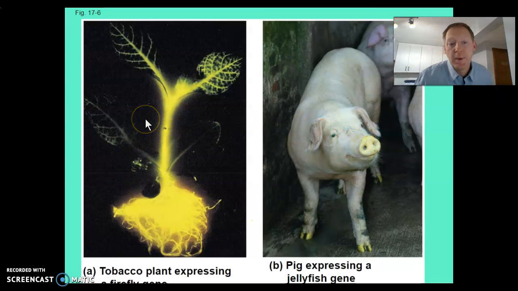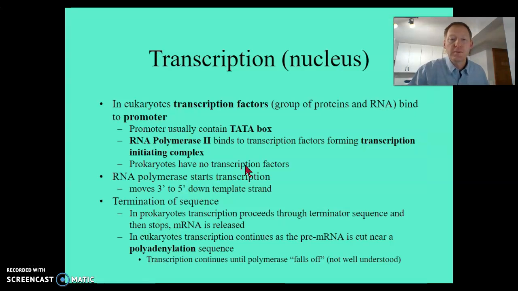This is a tobacco plant with a firefly gene in it. This is a pig with a jellyfish gene known as the green fluorescent protein. There are so many organisms out there with what's known as a GFP. You can go to Q-Mart, not right now, but you can go to Q-Mart and you can get a goldfish with the GFP gene in it. They pretty much put that gene in everything. It's a really common one to use. All right, so how does this happen?